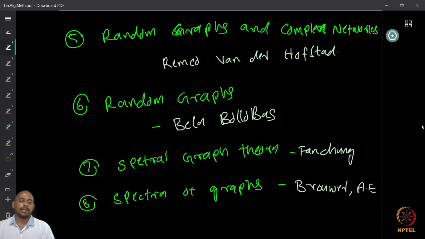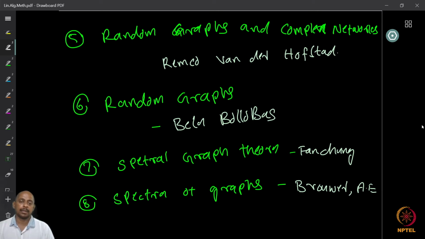Then a very standard and classic book by Bela Bollobas is Random Graphs. Again, books by Bollobas are not very easy to read, but it is an excellent book and source of reference for people looking at more advanced material. Then Fan Chung has written a book, Spectral Graph Theory, which is a nice book. And then there is another, by Godsil, Spectra of Graphs.